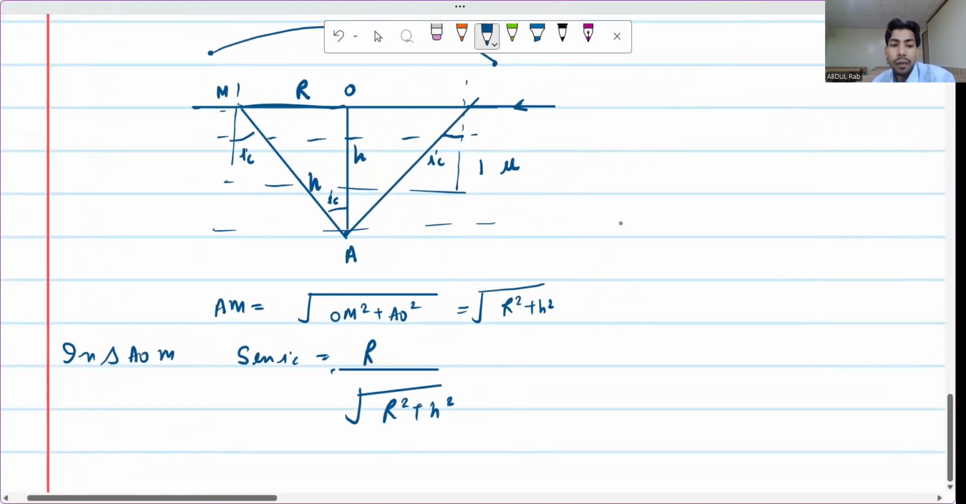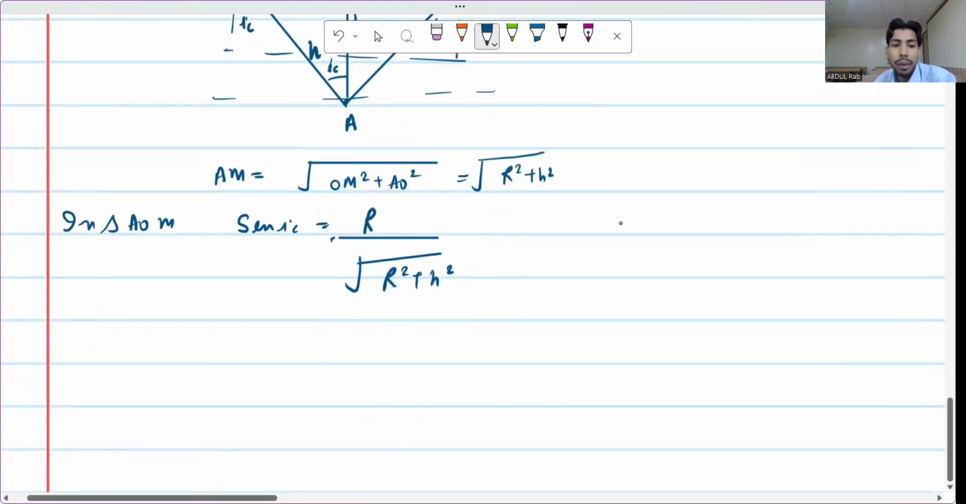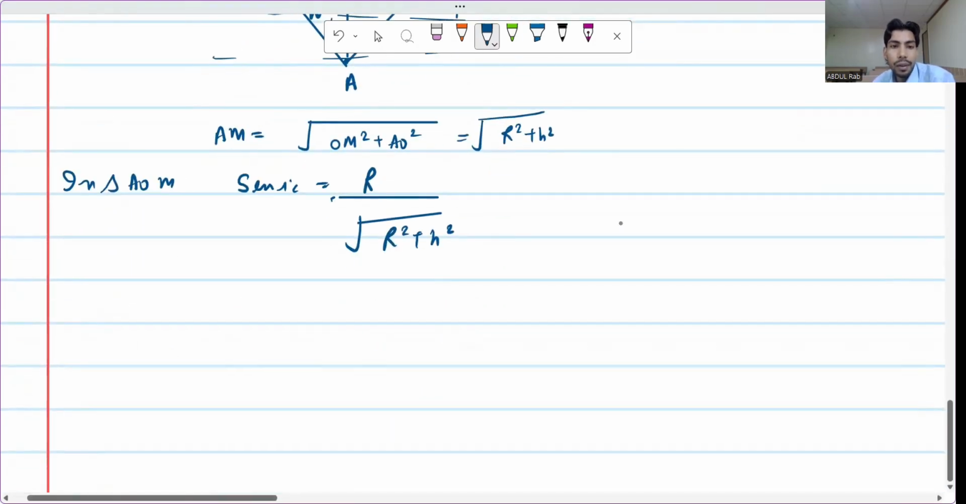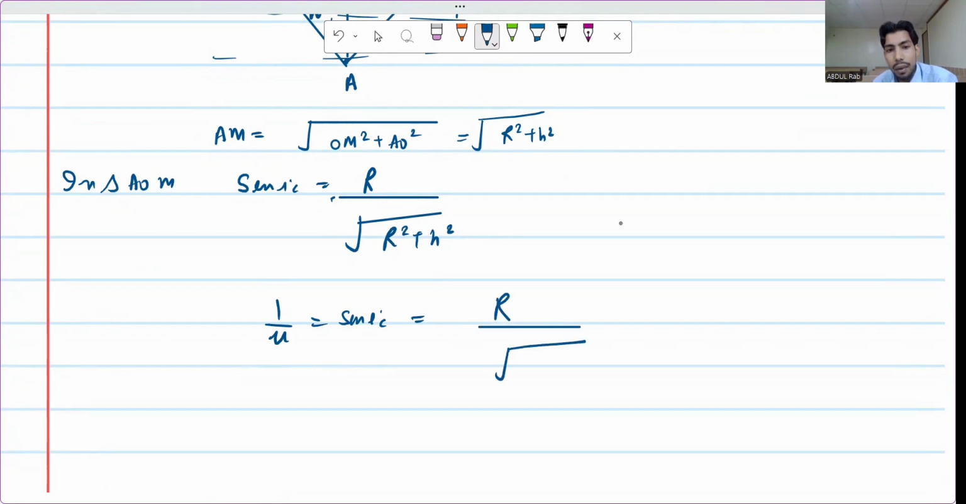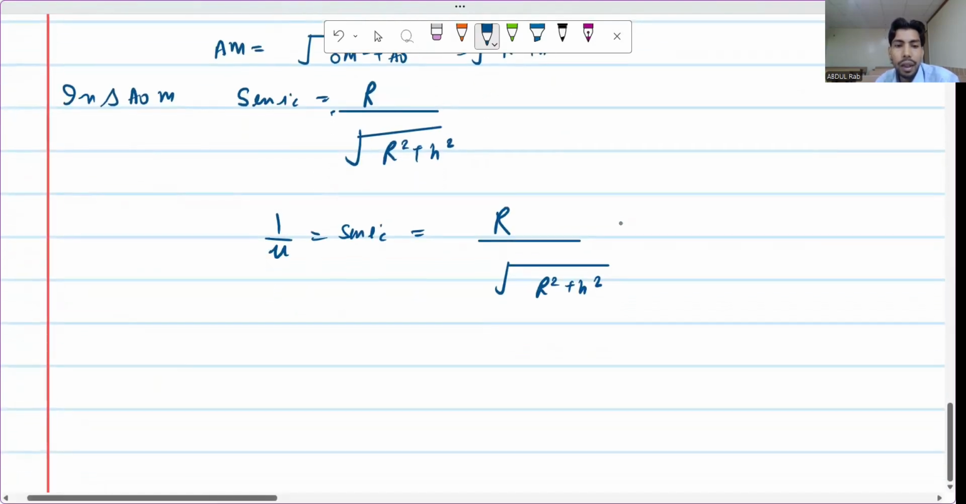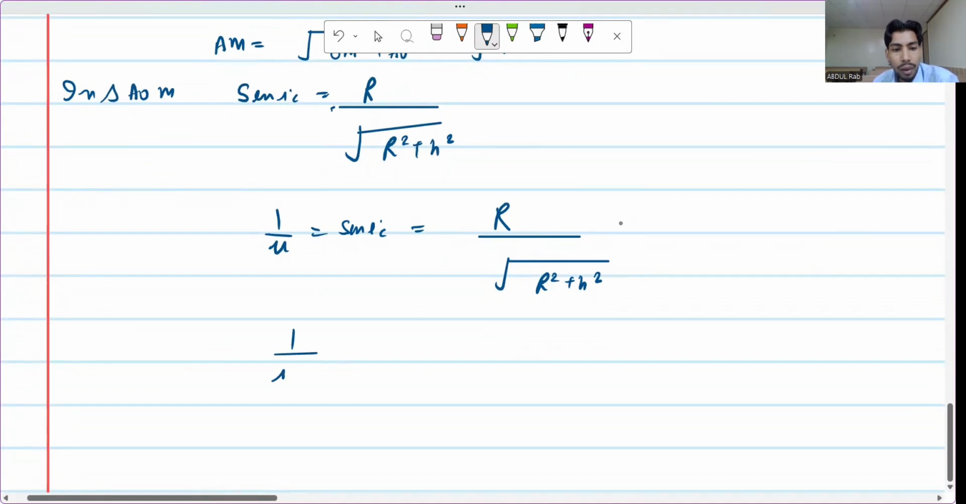Because we know that sine IC is related directly to the refractive index. Can you tell me how sine IC is related to the refractive index? You already know that 1 by mu is equal to sine IC. So you can replace sine IC by this expression: 1 by mu equals R by root over R square plus H square. Now, if you want to calculate R, you can square both sides. You will get 1 by mu square is equal to R square divided by R square plus H square.